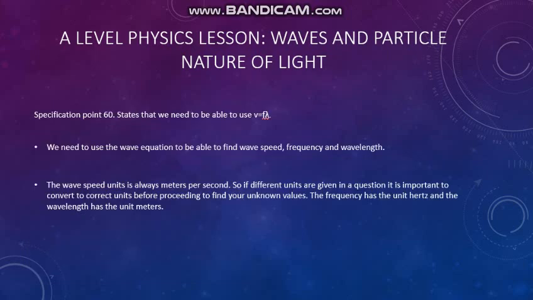Moving on to specification point 60, it states that we need to be able to use the wave equation, which is v equals f lambda. We need to use this equation to find the wave speed, the frequency, and more importantly, the wavelength. The wave speed always has its units in meters per second, so if different units are given in a question, it is important to convert to the correct units before proceeding to find your unknown values. The frequency has the unit hertz, and the wavelength has the unit meters.